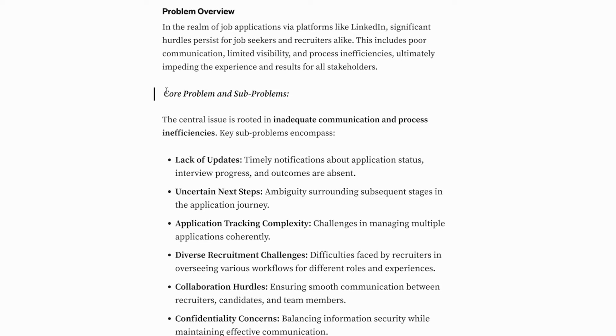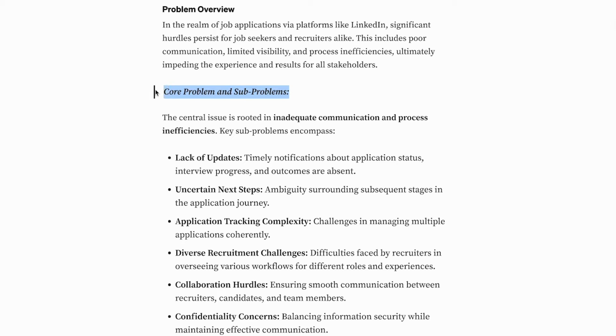So what he's done where he split core problem and sub problems is something that I really like and is very important. This shows that there is clarity of thought. Now, just because he did this doesn't mean that everything is right. Splitting it into core and sub problems is good, but of course, in the end, the problems have to make sense. So let's understand. The central issue is rooted in inadequate communication and process inefficiencies, okay?